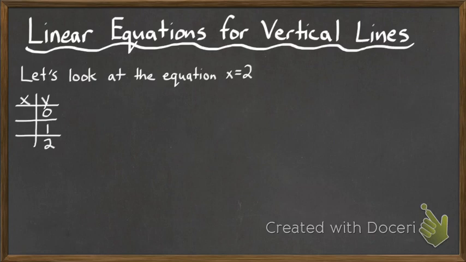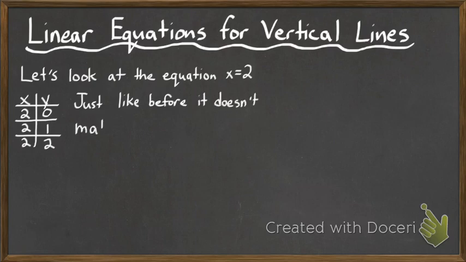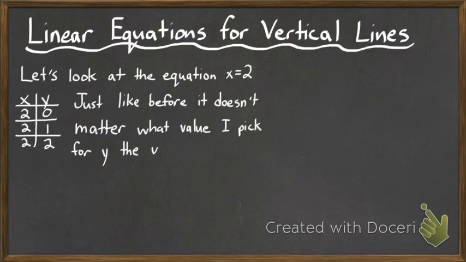So when y equals 0, there's no y, so then x is just 2. And since there's no y's anywhere, your answer is always going to be 2. So, just like before, doesn't matter what value you pick for y, the value for x will always be the same. In this case, it's always going to be 2 because our equation is x equals 2.